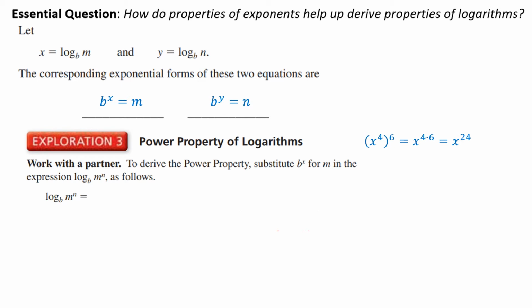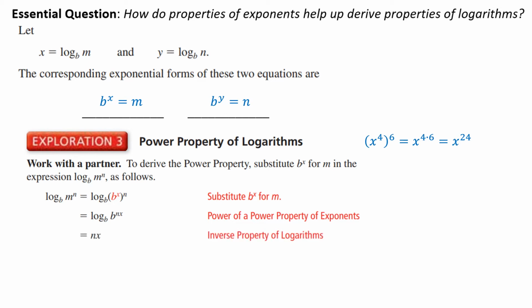So if we want to take in exploration 3 the log base b of m raised to the nth power, it's suggested to us to make a substitution. Switch out the m and replace it with b raised to the x power. When we do that, we'll have the log base b of b to the x raised to the nth. Again, you can see the similarity here between x to the 4th raised to the 6th and now b to the x raised to the nth. We can bring those together as the log base b of b raised to the n times x.